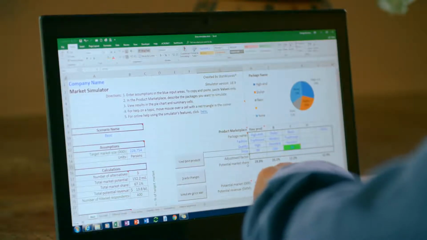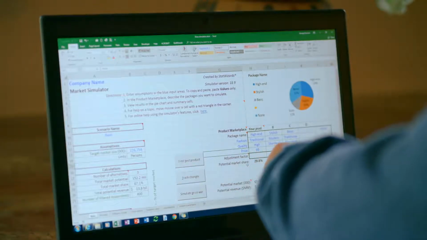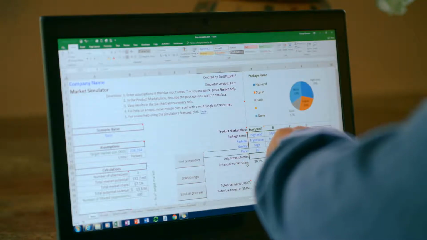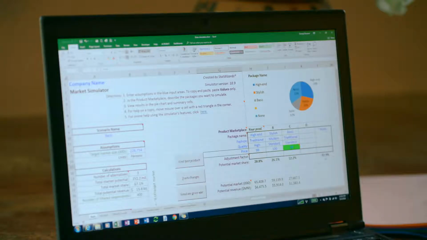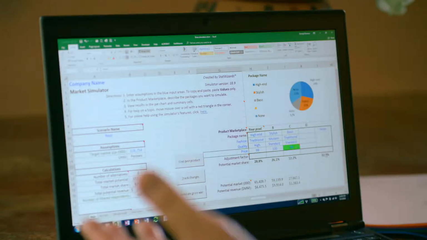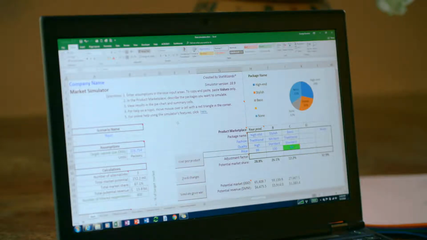So what our simulator does is calculate the potential market share each one of these would get, and also calculates the percentage of people who might shop who decide not to buy any at all. Now, the nice thing about this is that you can go in here and you can make changes.